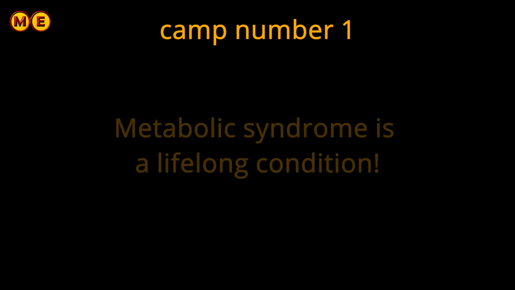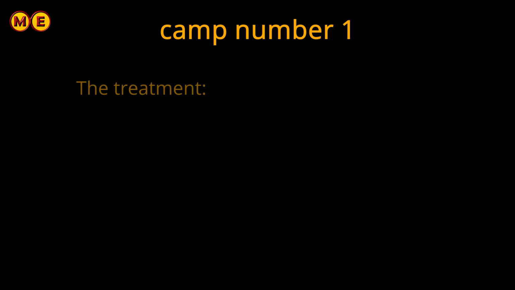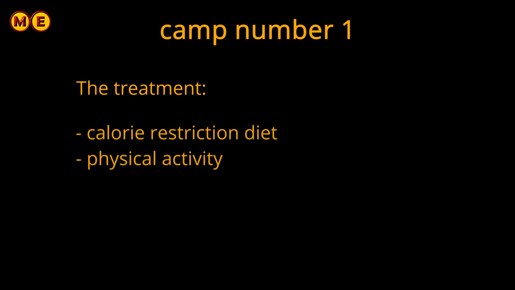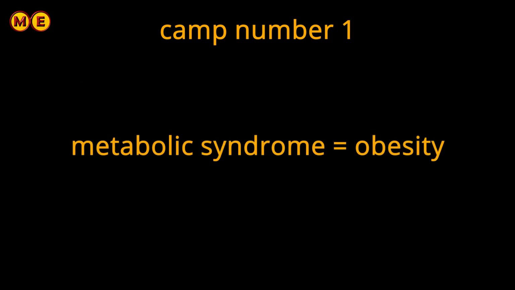Because they perceive the syndrome as an incurable disease, it is also believed that the only thing we can do is to stop it or at least to slow it down. The hypothesis that obesity is the main cause of metabolic syndrome leads to the following treatment: calorie restriction diet and physical activity, or in other words, less calories in and more calories out. And if necessary, the symptoms of the syndrome can be treated with drugs. Generally speaking, Camp 1 claims that metabolic syndrome is obesity.